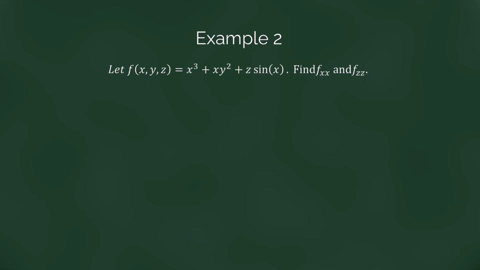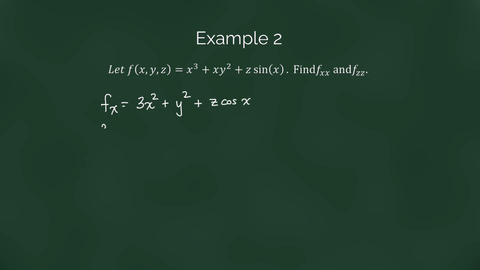All right, let's take a look at some higher order partial derivatives. So here we want f sub xx. So the first thing we're going to have to find is f sub x. So we'll differentiate with respect to x. That's going to give us 3x squared plus y squared plus the derivative of sine x, which is going to be cosine x, so we'll get z cosine x.